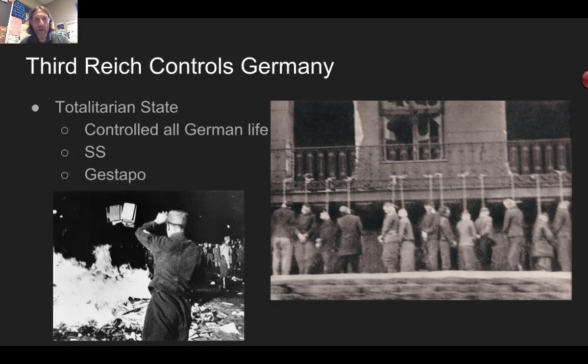He's then going to build a totalitarian state. And again, the Nazi Party is going to control all aspects of German life. The SS is like the black shirts. These are the people who are going to go around and round up anybody who causes them any trouble, as well as the Gestapo, the secret police. And so here is a hanging of the Gestapo outside of a prison of political prisoners. And there's a picture of the Nazi Party burning books, again, controlling all aspects of German life, what people have access to.